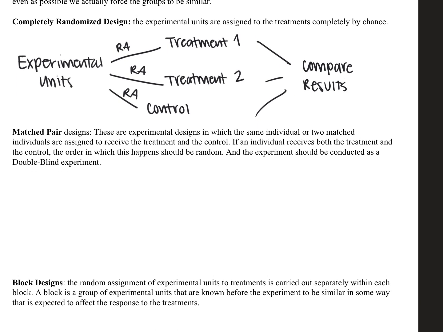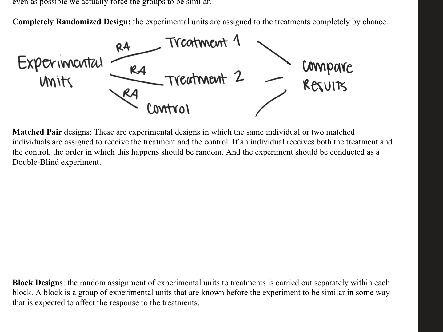There's also something called matched pair. There are a couple of different ways you can do a matched pair. Either the same individual or two matched individuals are assigned to receive the treatment and the control. Either a single individual receives both the treatment and the control, in which case the order in which that happens should be random, or you have two people that are as similar as possible. One of them receives the treatment and the other receives the control, and then you compare the results.